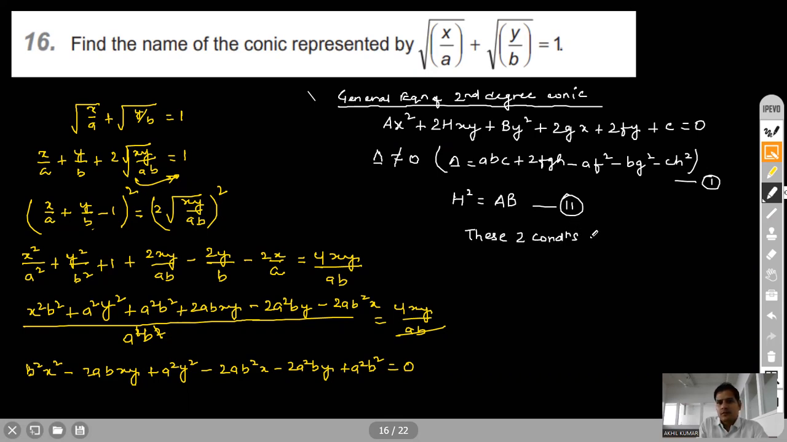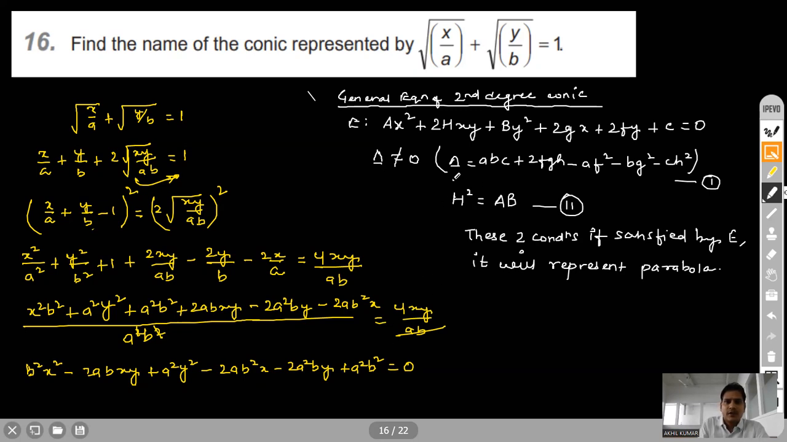If these two conditions are satisfied by this general degree equation E, it will represent a parabola. So this is the first condition, this is the second condition. So what is h here? If you see here, the value of h will be ab, right? Means 2h, if you compare, this 2h is equal to 2ab, so our h is coming out to be ab.